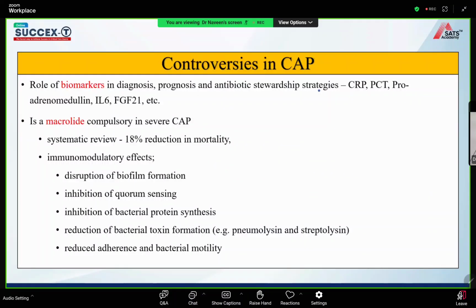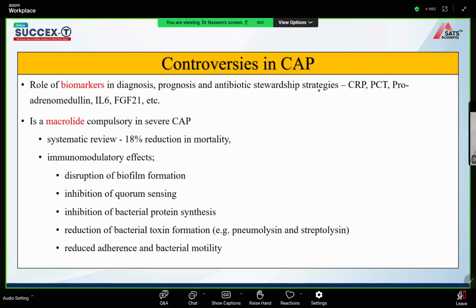What are the controversies you come across in CAP? How do you use biomarkers for diagnostication, prognostication, and antibiotic stewardship? CRP, PCT, interleukin 6, and fibroblast growth factor 21 are all studied in CAP, which are useful on an adjunct basis, not as a sole basis in all these lines.